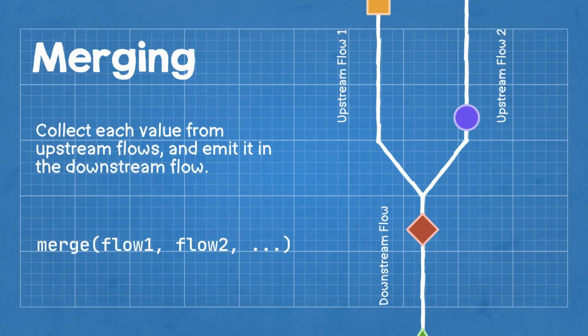The merge function can be a great choice for any time that you want a single flow to emit all of the values from multiple sources. So when you're collecting the same kind of data from multiple data sources.